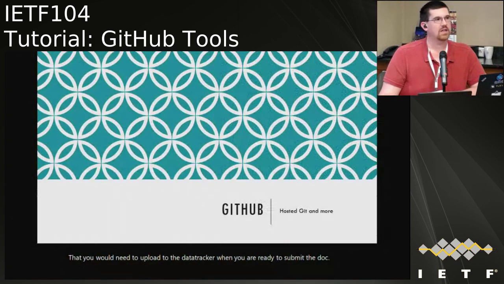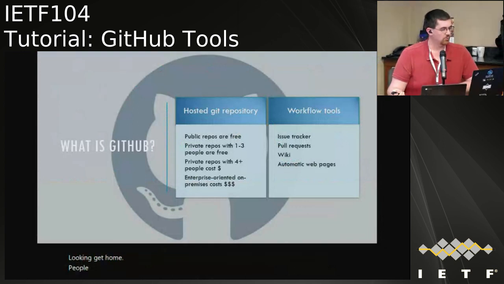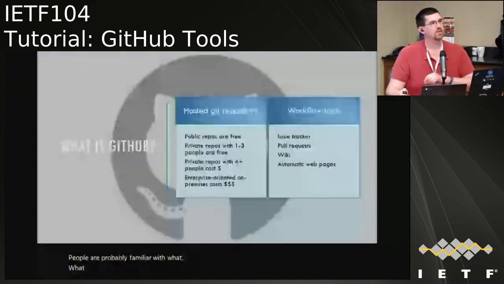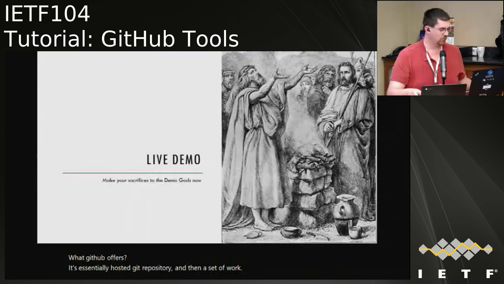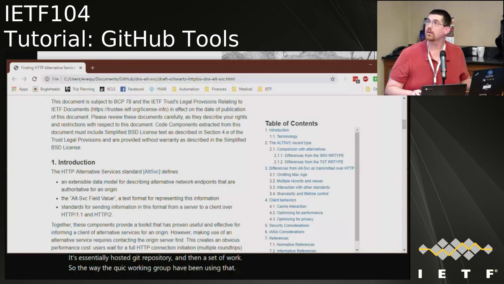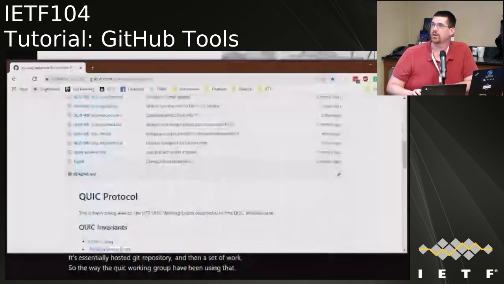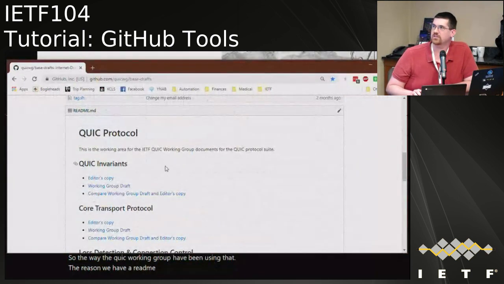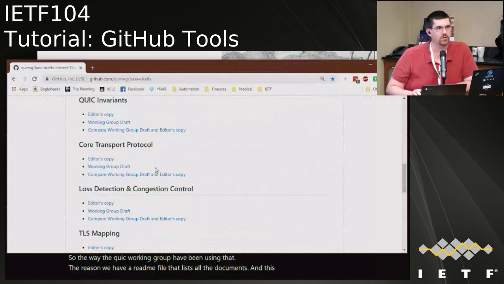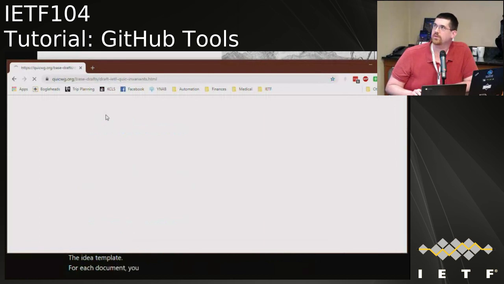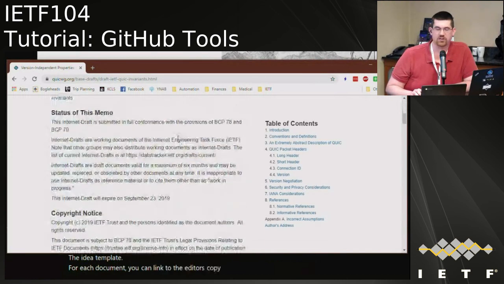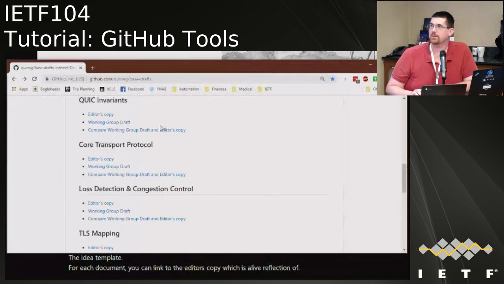So looking at GitHub, people are probably familiar with what GitHub offers. It's essentially a hosted Git repository and then a set of workflow tools. So the way the QUIC Working Group has been using that, we have a README file that lists all the documents, and this is actually auto-generated by the ID template. For each document you get a link to the editor's copy, which is a live reflection of what is currently in the repo.